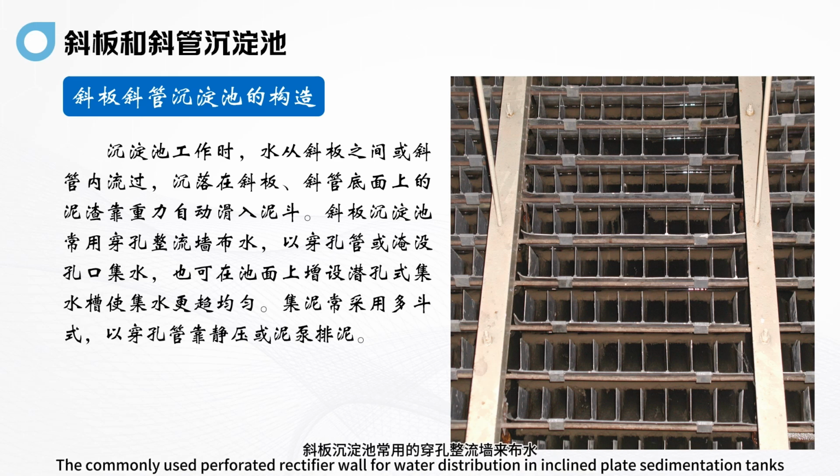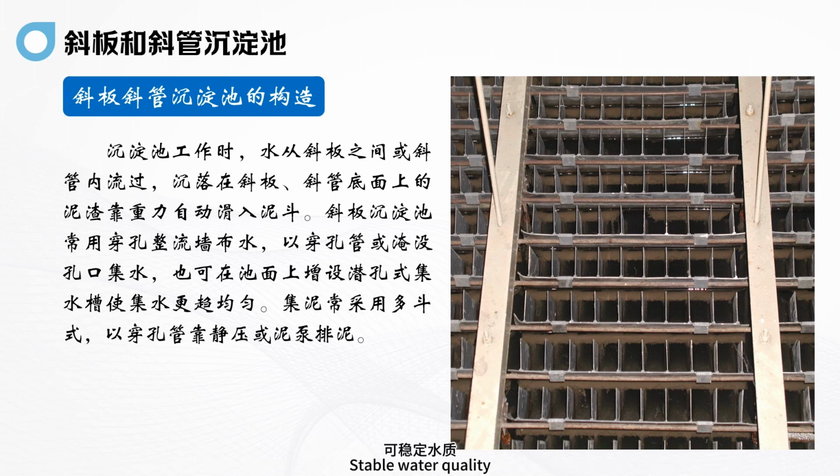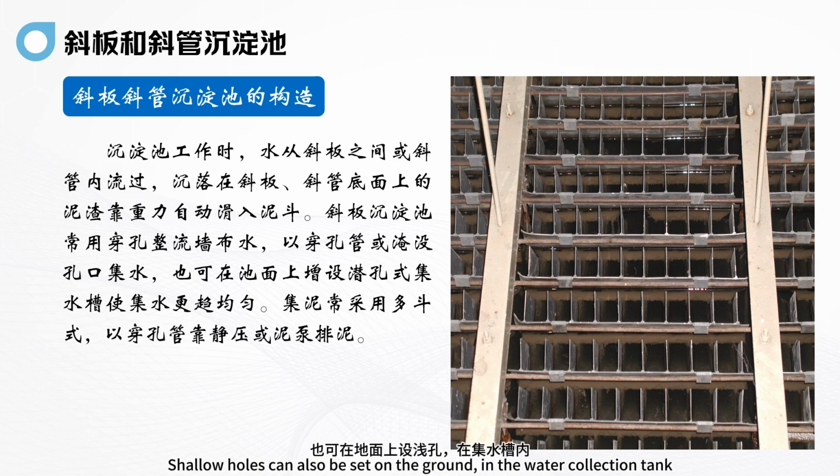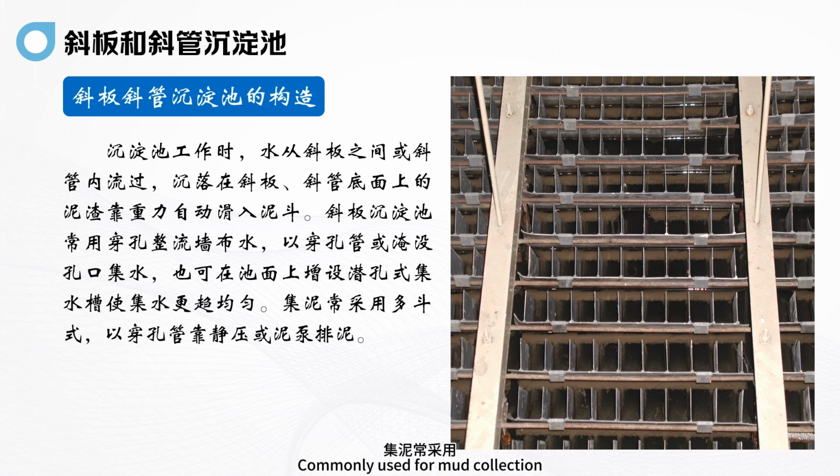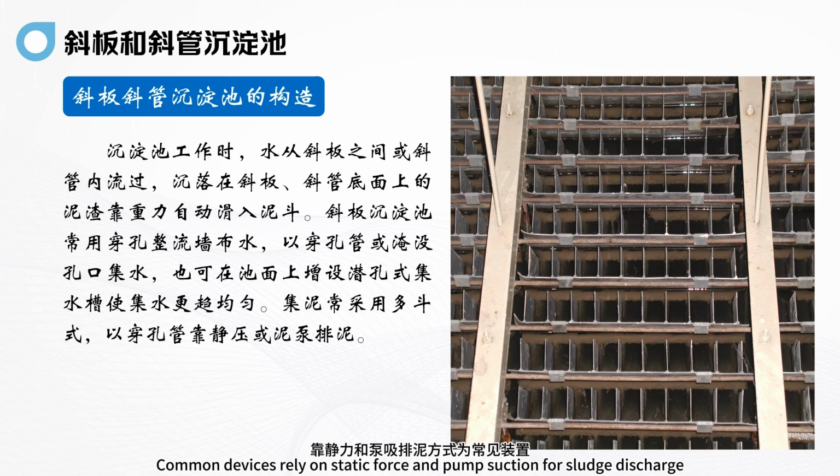A perforated rectifier wall is commonly used for water distribution in inclined plate sedimentation tanks, giving stable water quality. Perforated pipes or submerged orifices are used for water collection. Shallow holes can also be set on the ground in the water collection tank, making the water collection more uniform and stable. Commonly used for mud collection are multi-bucket perforated tubes. Common devices rely on static force and pump suction for sludge discharge.